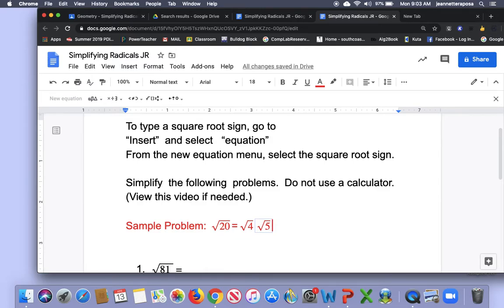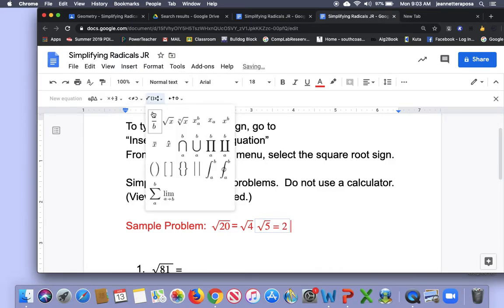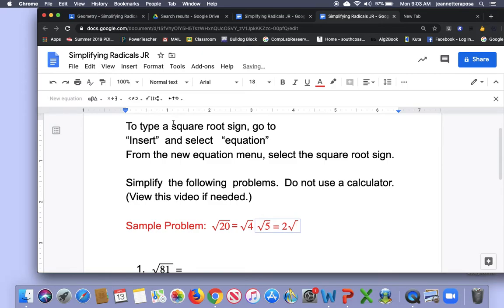And by right arrowing out of the radical sign, that is equal to the whole number 2 times radical 5. The radical sign is still here. So the square root of 20 simplified is the whole number 2 times the square root of 5.